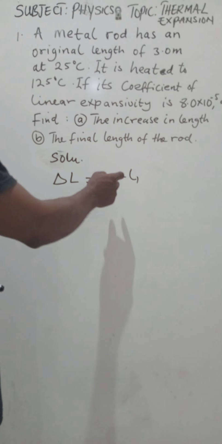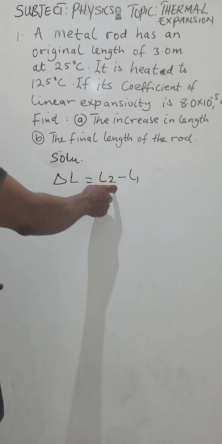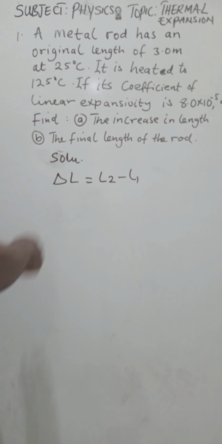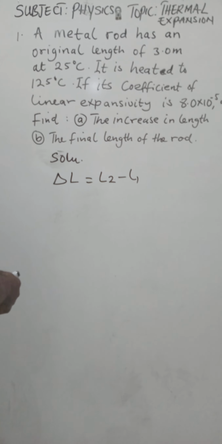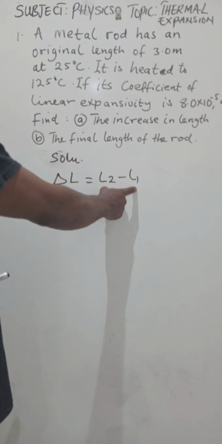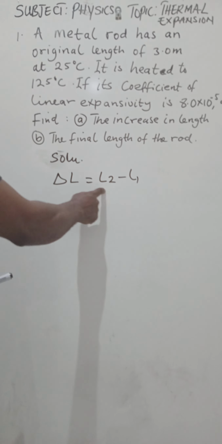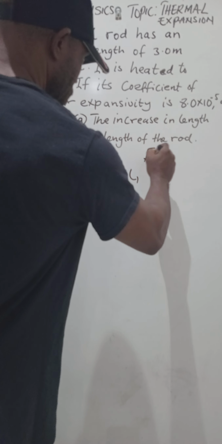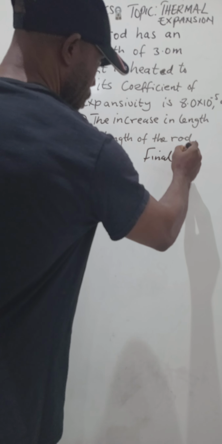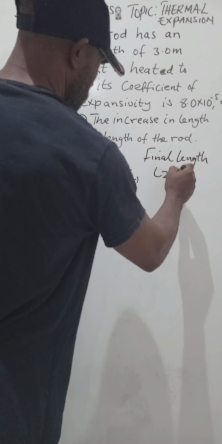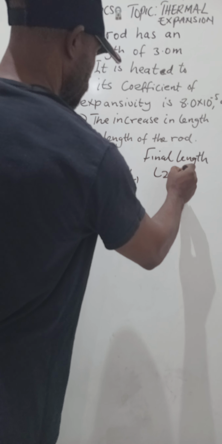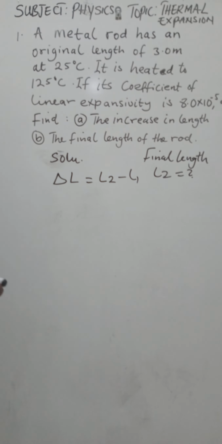So L2 is the final length of the rod after it has been heated to a temperature of 125 degrees Celsius, and L1 is the original length of the rod at 25 degrees Celsius. The difference of these two lengths will give us the increase in length. The final length is L2, which is unknown.